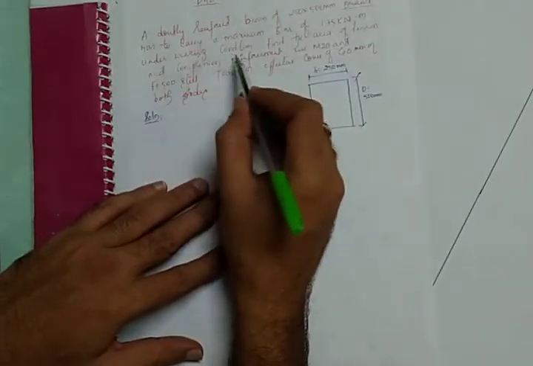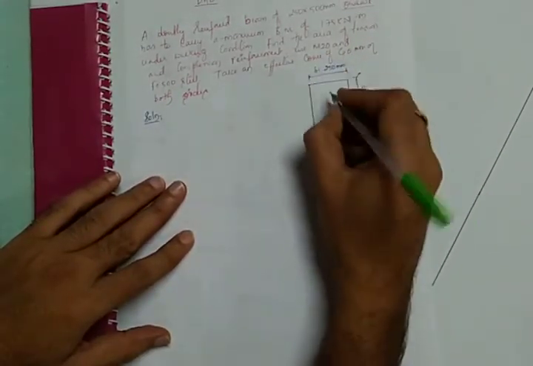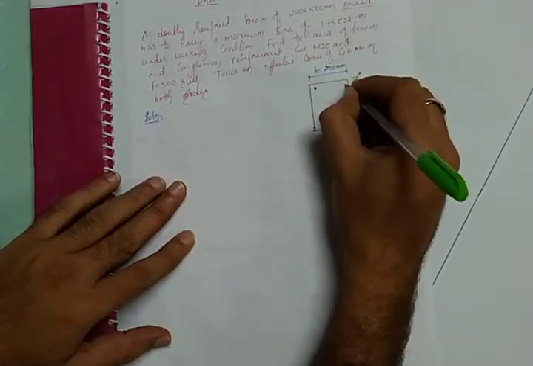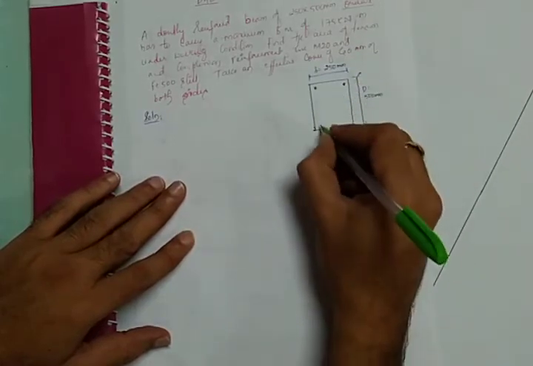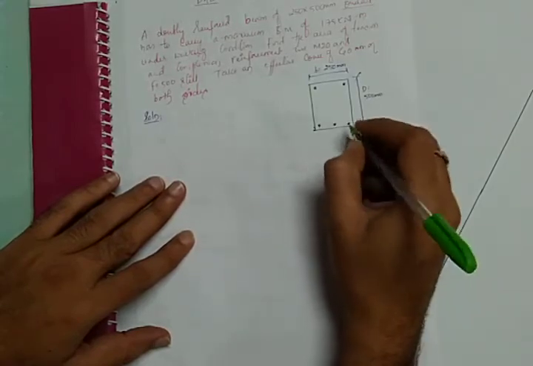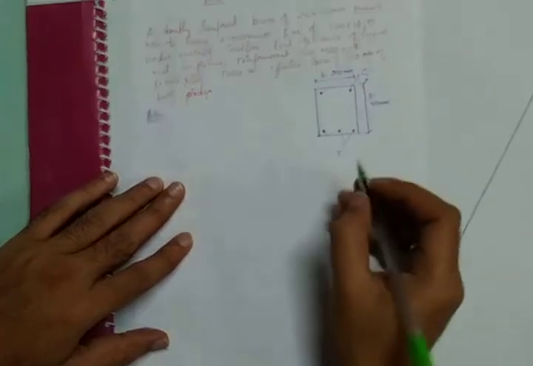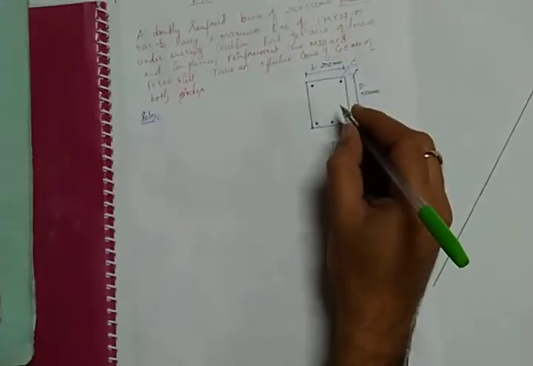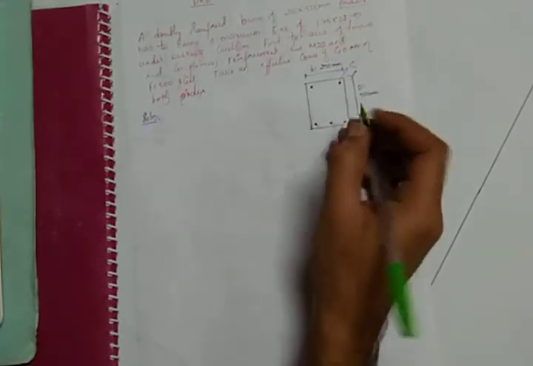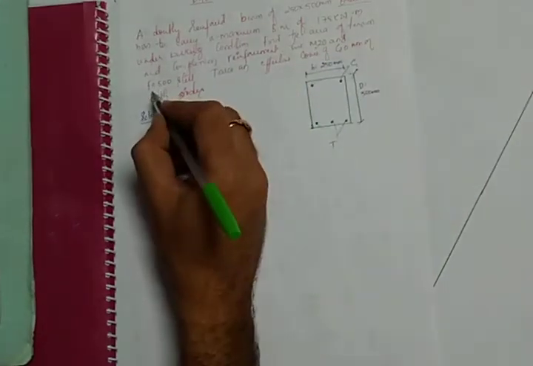And they are asking to calculate the tension and compression reinforcement. If it is a simply supported beam, the compression face is at the top. Therefore these reinforcements are compression reinforcement. If you provide reinforcement at the bottom, then those reinforcements are defined as tensile reinforcement. These are tensile and these are compressive reinforcement. The area of reinforcement is unknown, so the main aim is to calculate these reinforcements by using other given data. And they have mentioned the grade of concrete as M20 and grade of steel as 500.